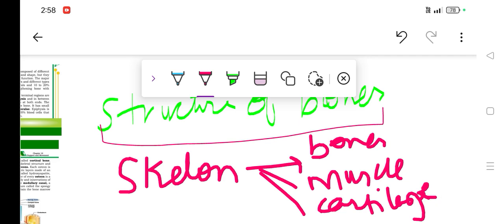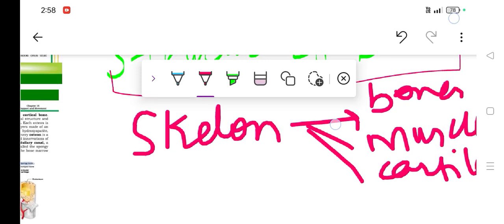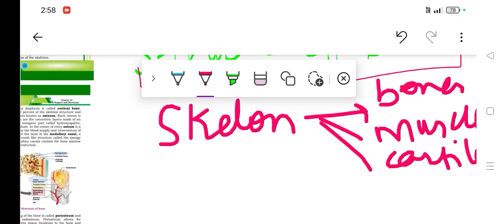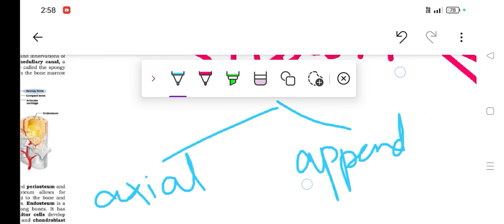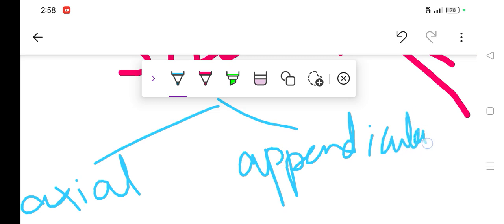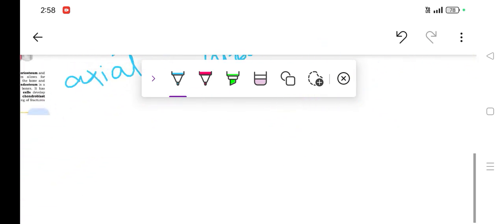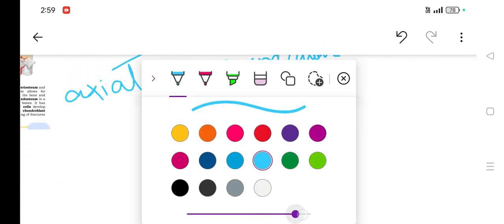Our human skeleton consists of many things: the skull, backbone or vertebral column, sternum, which is the center region, then ribs. The skeleton is also divided into two parts, axial and appendicular. We discussed all this in the last class, which was about the human skeleton introduction. So today's topic is about bones. Let's check it out and see what exactly that is.